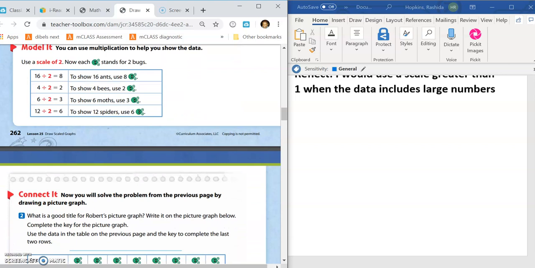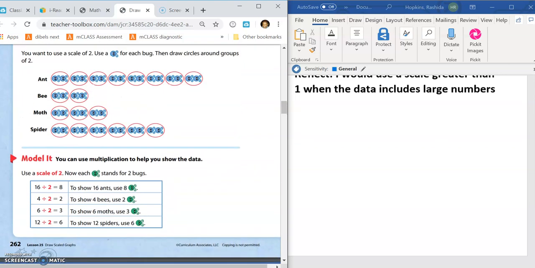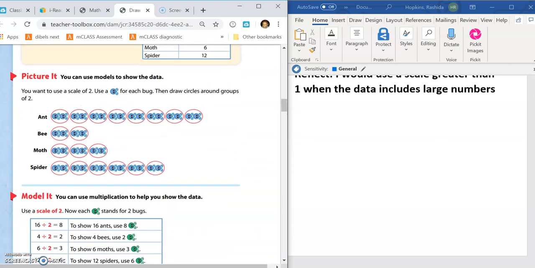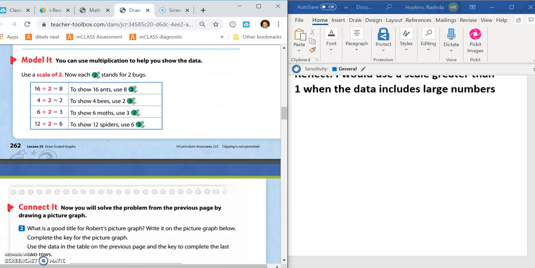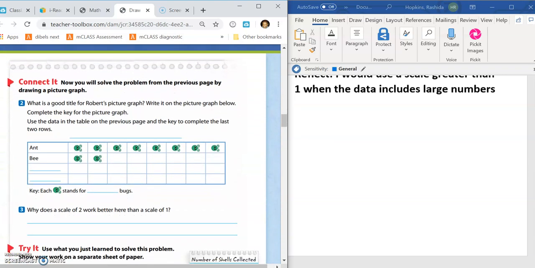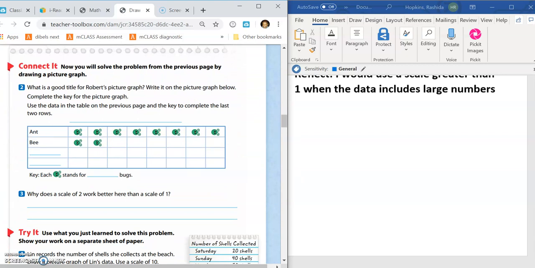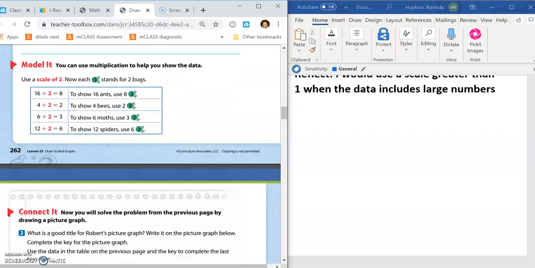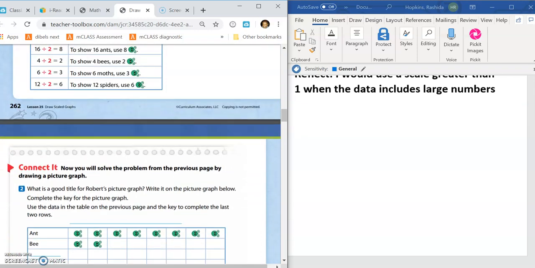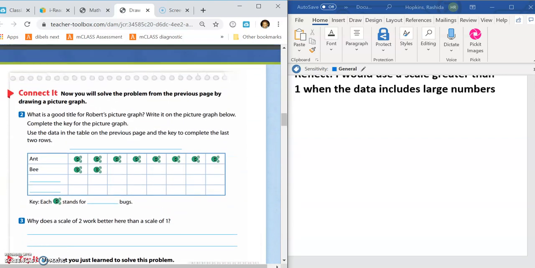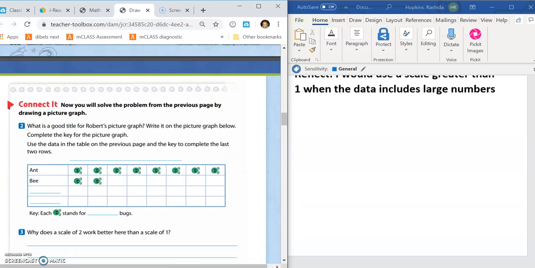What I want you to do when you're trying to connect and complete the next page, you're going to use Picture It or Model It. Okay? Connect It. Now you will solve the problem from the previous page, drawing a picture graph. You're going to scroll back and forth if you're on the computer, or if you've downloaded and printed it, you'll have those pages in front of you. But make sure when you're connecting it, you're going to solve the problems from the previous page, drawing a picture graph. Number 2 says, what is a good title for Robert's picture graph?